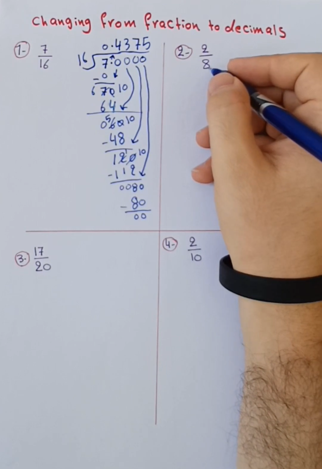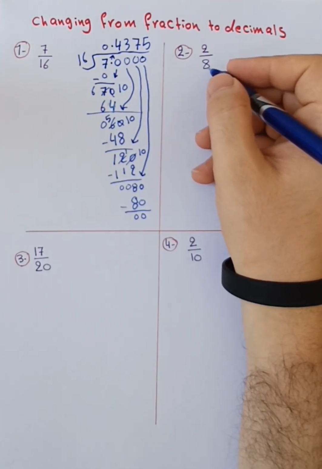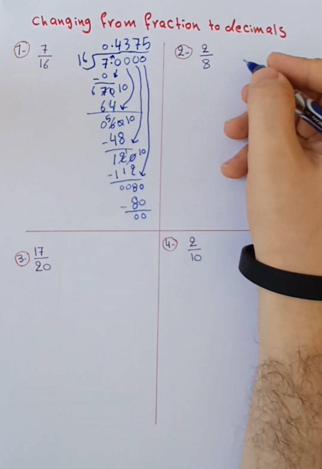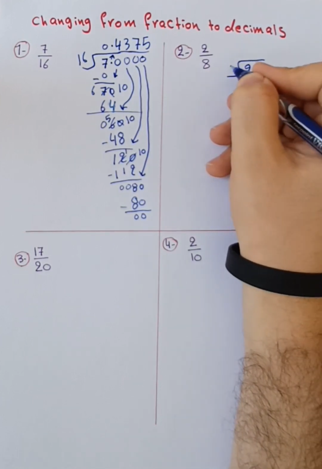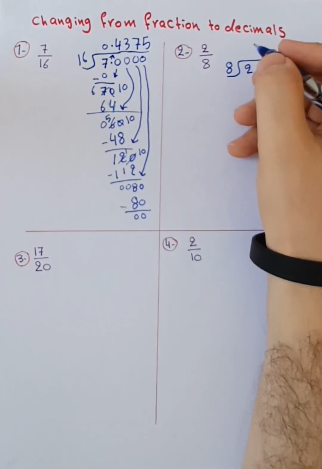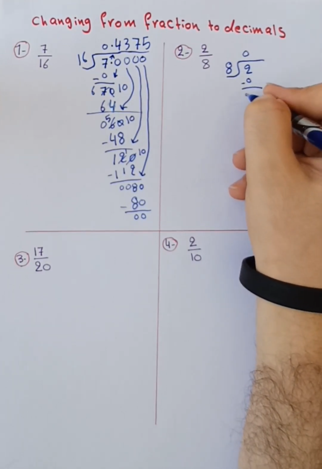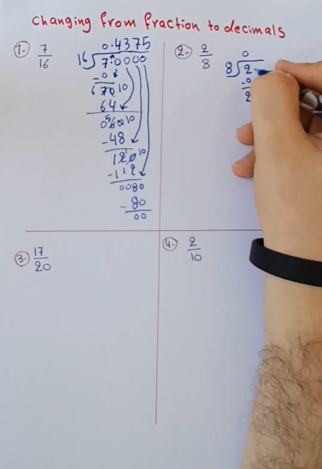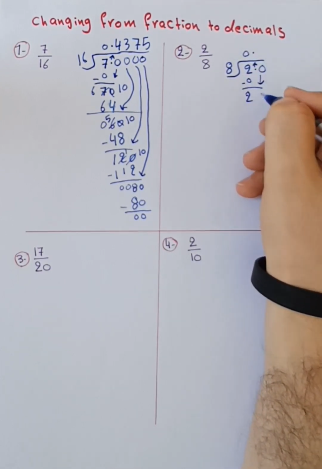Example number 2, we have 2 out of 8. This 8 we can't change to 10 or 100 or 1000 by multiply. So the only way for changing this fraction to decimal is the long division. 2 divided by 8. 2 divided by 8 is 0. 0 times 8 is 0. 2 minus 0 is 2. We have to write decimal point and 0. Write the decimal point in the quotient and bring down 0.